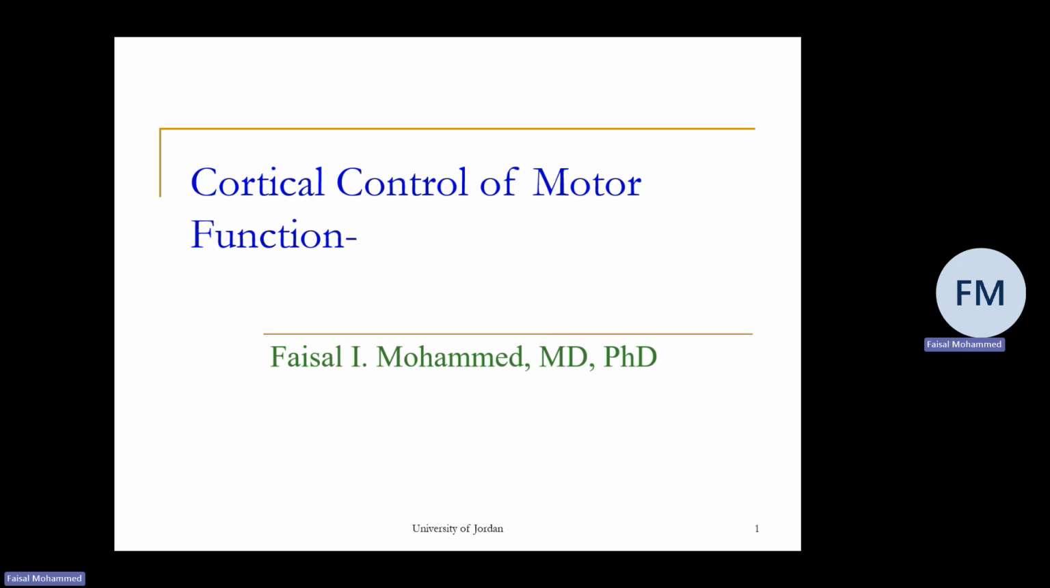Today we're going to talk about the cortical control of motor functions. In the last lectures of motor functions, we talked about spinal cord, brainstem, cerebellum, basal ganglia, and today is the last area of the motor control, which is the highest area, the cerebral cortex.